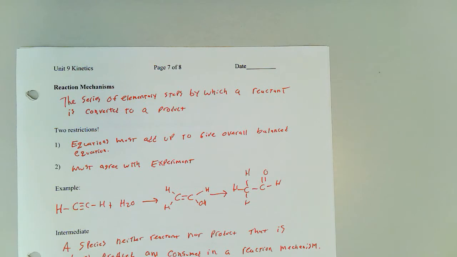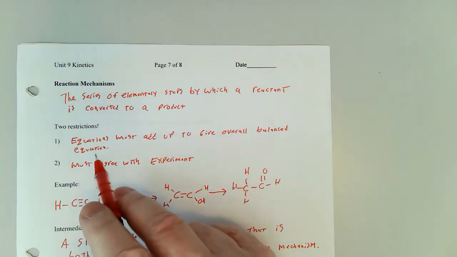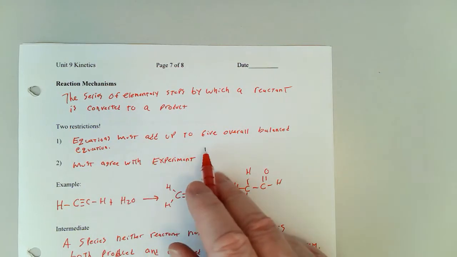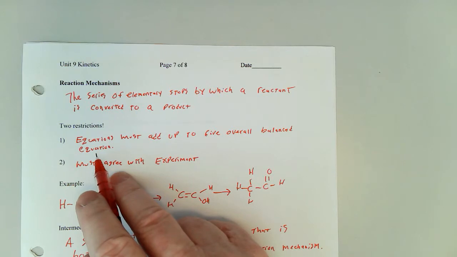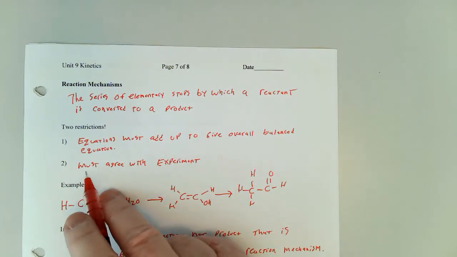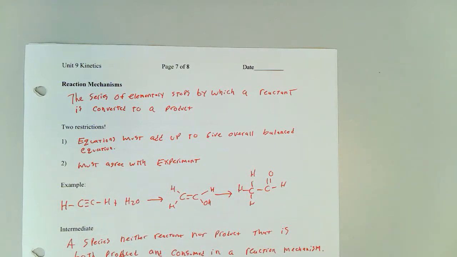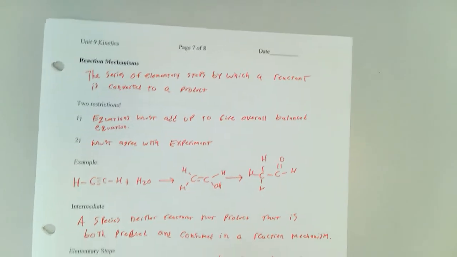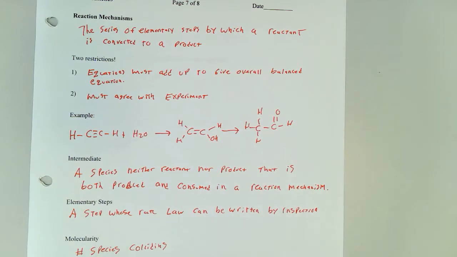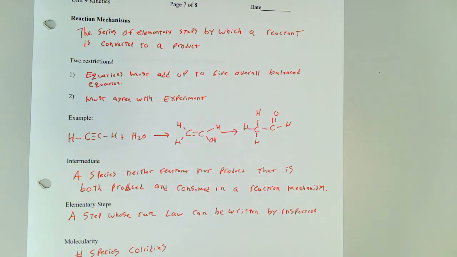For a mechanism to be plausible, it must meet two restrictions. The equations must add up to give the overall balanced equation, and it must agree with experiment. If all those individual steps don't add up and give you the overall equation, it's just not right. And experiment can destroy any theory. So what this is saying is that reactions don't always happen in just one step.